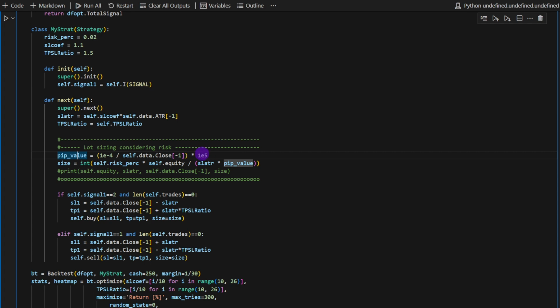If you're not familiar with these values, let me know in the comment section. I can make a video on how it's computed and how things are calculated in the Forex and the stock market.